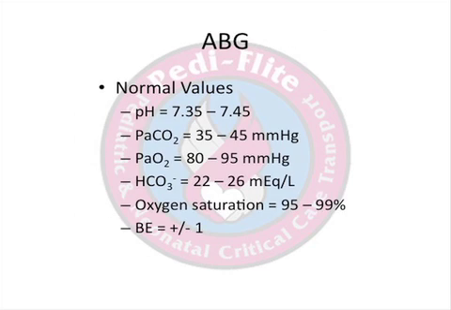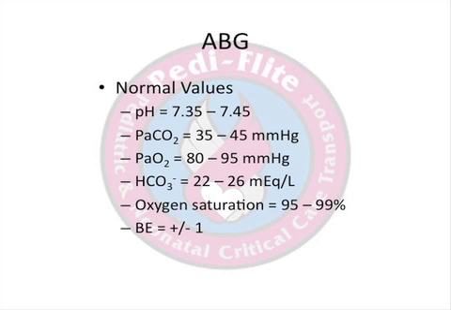Normal ABG values are presented on the screen. The pH is 7.35 to 7.45. Anything below 7.35 is acidotic, and above 7.45 is considered alkalotic. Your PaCO2 should be between 35 and 45 in the normal blood gas.